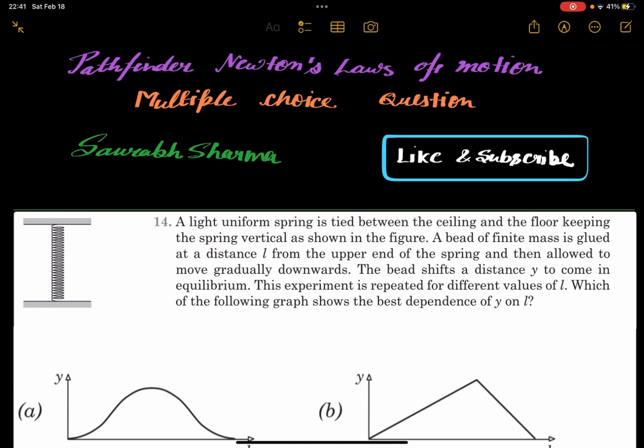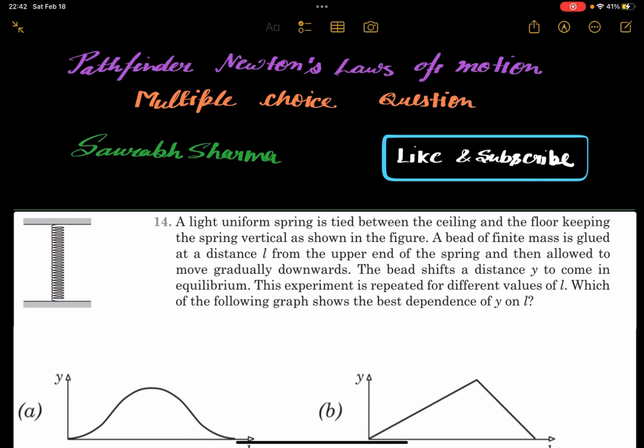A light uniform spring is tied between the ceiling and the floor, keeping the spring vertical as shown in the figure. A bead of finite mass is glued at a distance L from the upper end of the spring and then allowed to move gradually downward. The bead shifts at a distance y to come in equilibrium.